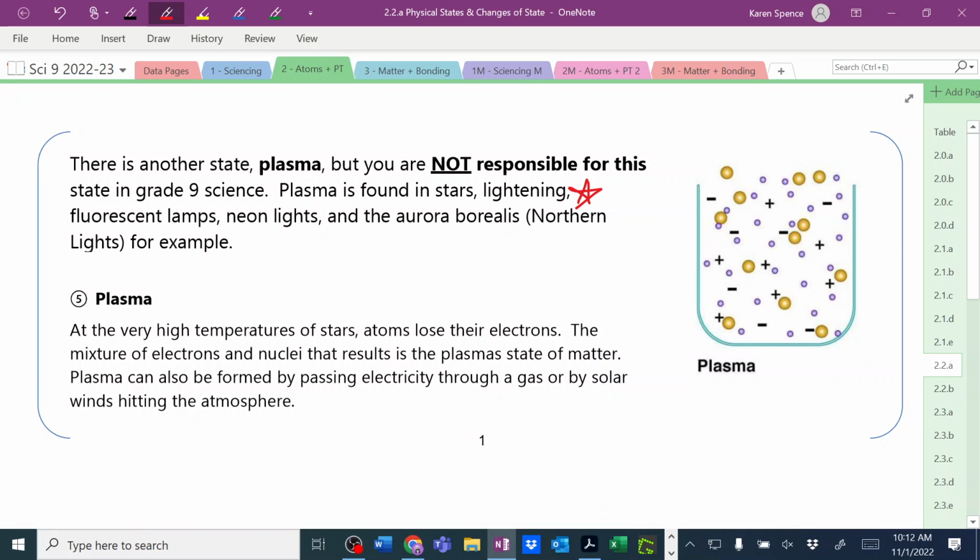So plasma is basically a gas, but it's a gas that has a charge. But you're not responsible for that, okay? So you can just be like, okay, that's nice.